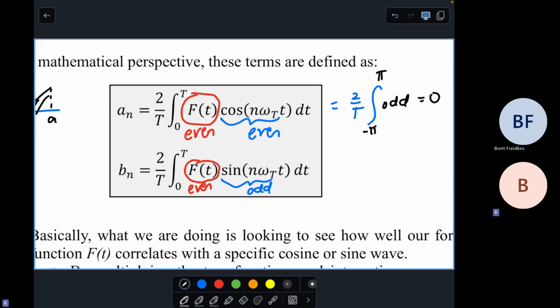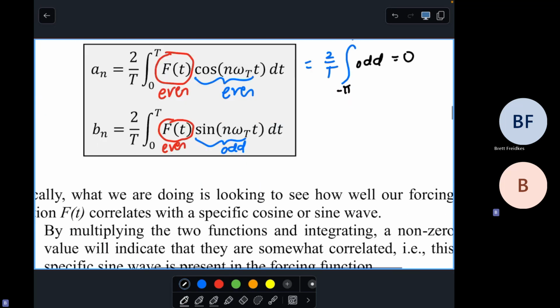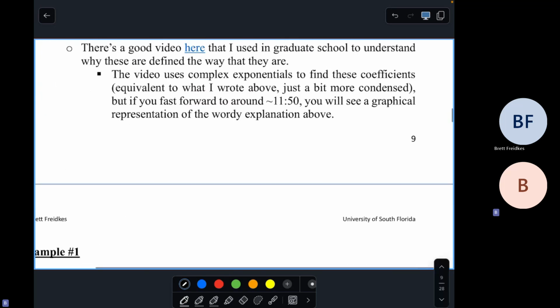How do we simplify the top one? Instead of going from 0 to T, I'll go from negative pi to pi. That's correct. No, it depends on the f of t, right? And even. Yeah.